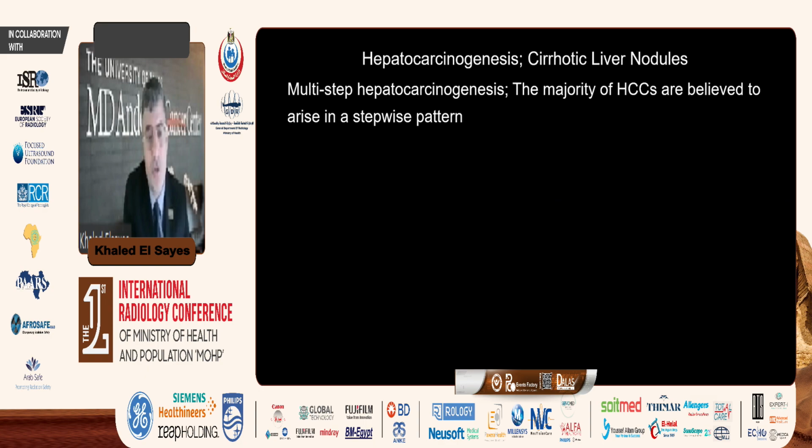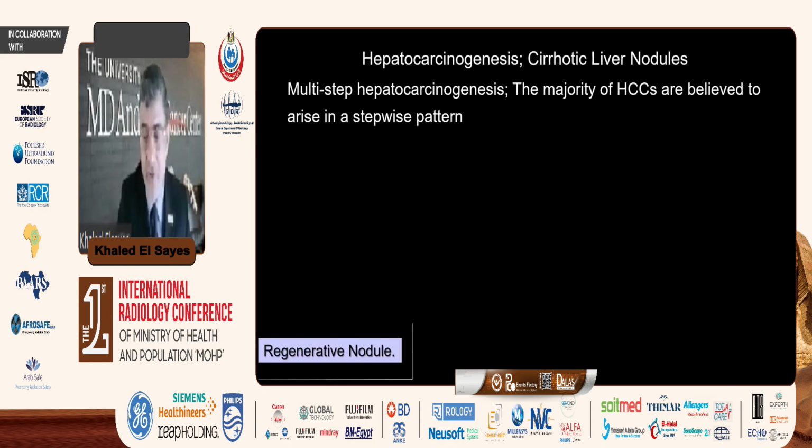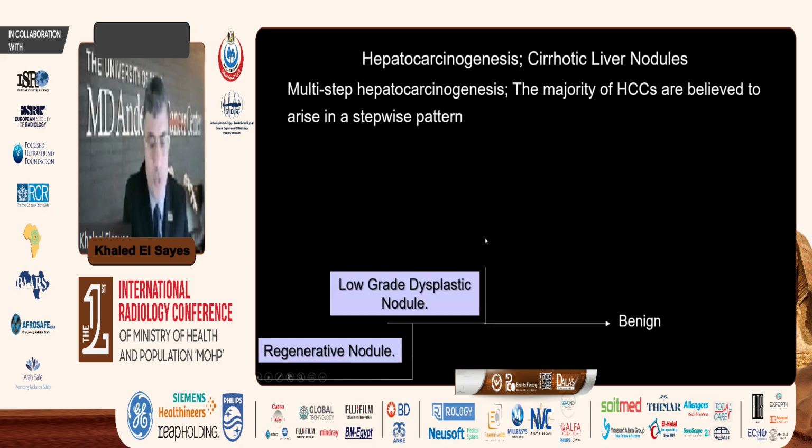So it's very important to know that cirrhotic liver nodules have multi-step hepatocarcinogenesis, and the majority of HCC are believed to arise in a stepwise pattern. That's why the screening is very important, and that's why the follow-up and observation of these nodules on follow-up imaging is very important.